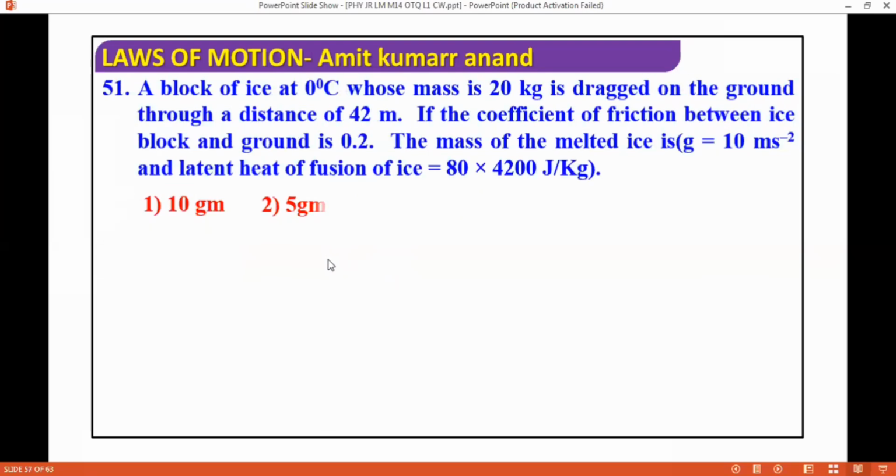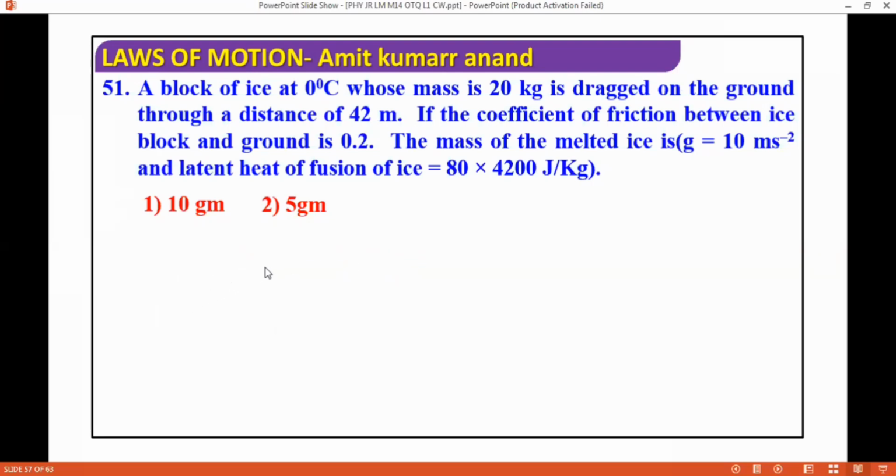A block of ice at 0°C, mass 20 kg, is dragged on the ground for a distance S. If the coefficient of friction between the ice block and the ground is μ, what is the mass of the melted ice? We are asked for the mass of melted ice, and it is because of work done.